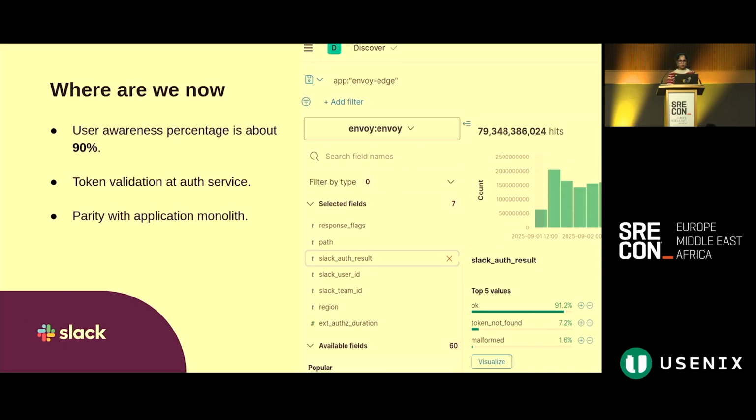So this is where we are right now. After all the whack-a-mole and everything, as of today, we have user information for about 90% of all of Slack's API traffic. Is this good enough? I think so. If we look at the remaining 10%, most of it is junk. No offense to anyone. Some bots really love us.